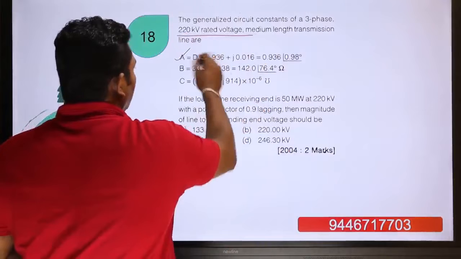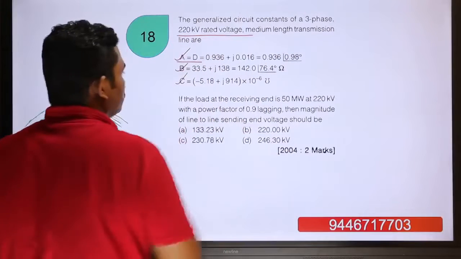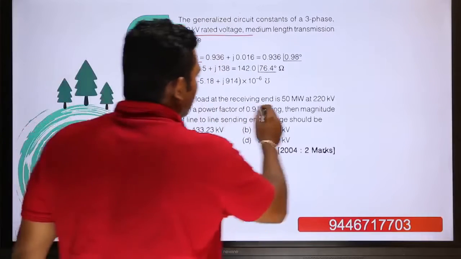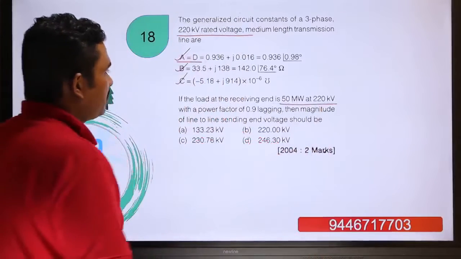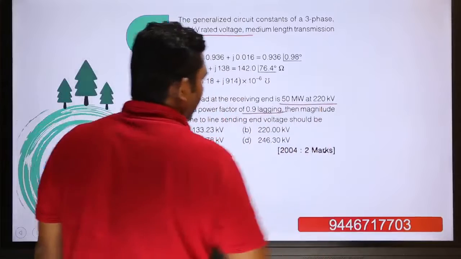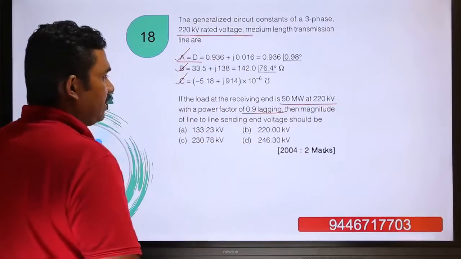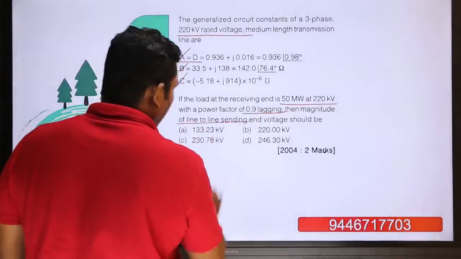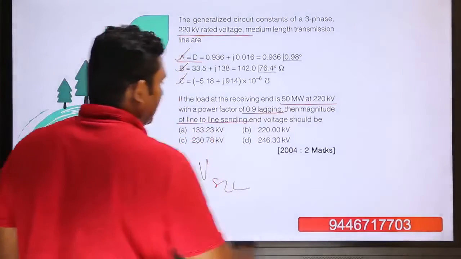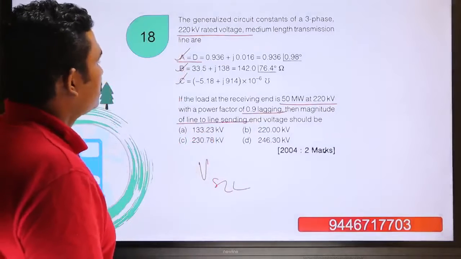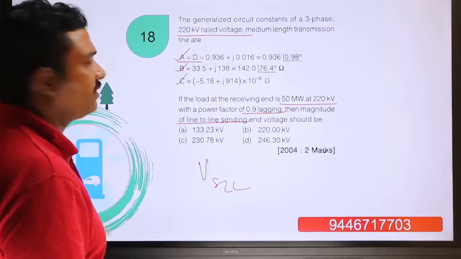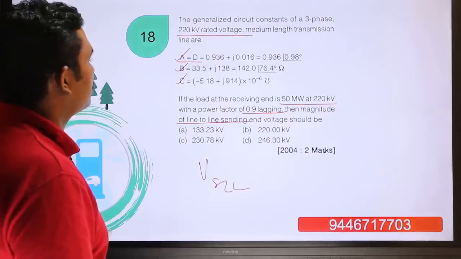So A is equal to D is given, B is given, C is also given. If the load at the receiving end is 50 megawatt at 220 kV with a power factor of 0.9 lagging, then what is the magnitude of the line to line sending end voltage? So we will have to find out the value of V_S line to line, the sending end voltage.